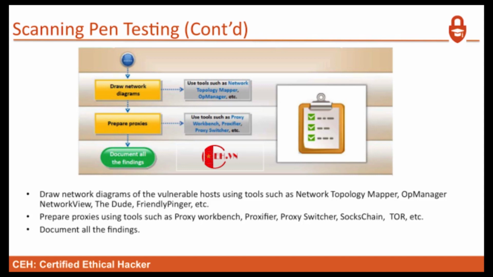Remember, you do not document at the end. You do it along the way. Start building that document along the way, at least the raw output, so you have a trail of breadcrumbs in the event that you're accused of something. And then you want to draw the network diagrams of the vulnerable hosts using tools like Network Topology Mapper, OpManager, NetworkView, The Dude, Friendly Pinger, and prepare proxies using tools such as Proxy Workbench, Proxifier, Proxy Switcher, and SocksChain, Tor, etc. Tor is the onion router that we discussed previously. I recommend that no one uses it, and you want to document all of the findings.